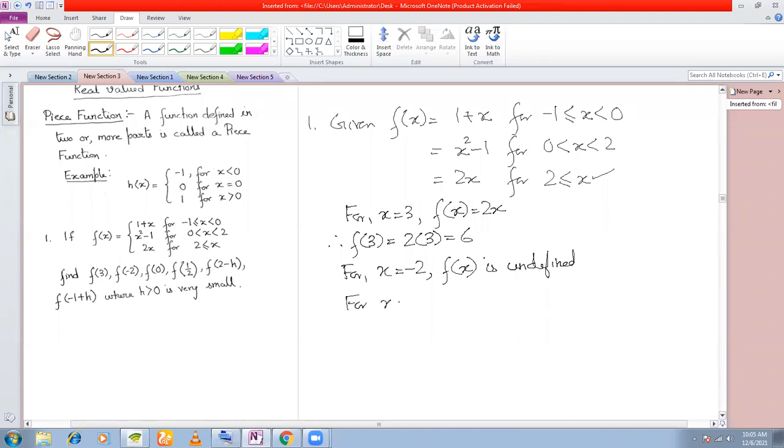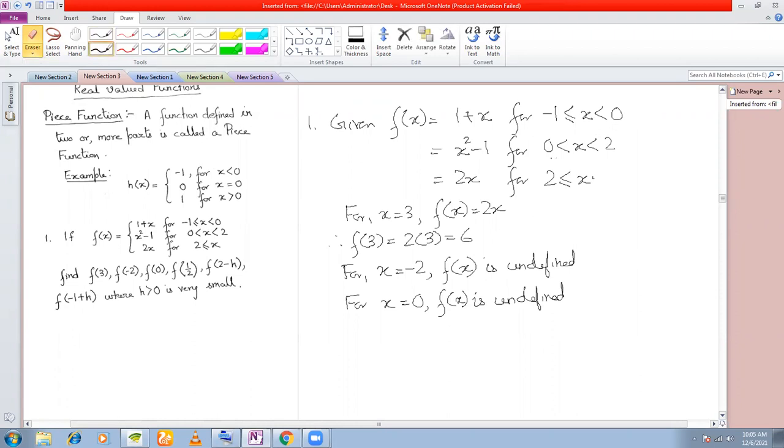Next, for x is equal to 0, what is the value of f(x)? For x is equal to 0, if you see, the equality is not here, neither is the equality here. So that means at x is equal to 0, I don't know the value of the function. Therefore, f(x) is, yes? Anyone asking anything? No, sir. f(x) is undefined here also. Although here you have 0, you don't have an equality here, right? And you also don't have an equality here. So f(x) is undefined at x is equal to 0.